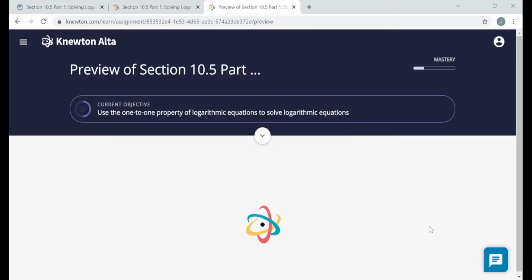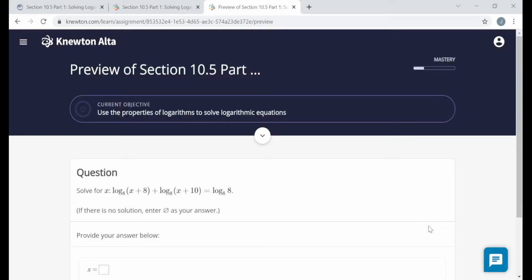Okay, next question. So now we're working with the other objective. Use the properties of logarithms to solve logarithmic equations. So I'm going to write this equation out here. And this one, notice that every term on both sides is a logarithm. Log base 8 of x plus 8 plus the log base 8 of x plus 10 equals the log base 8 of 8. If that's the case, we can use properties of logarithms and then end up using the one-to-one property as well.